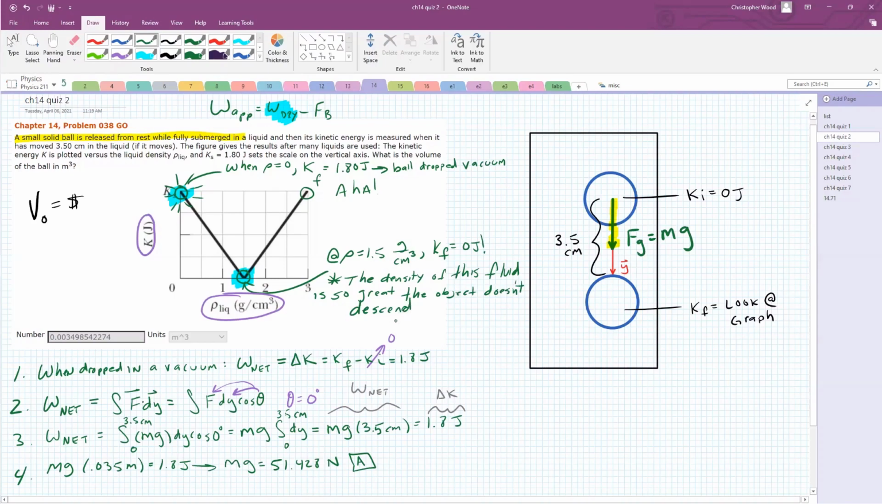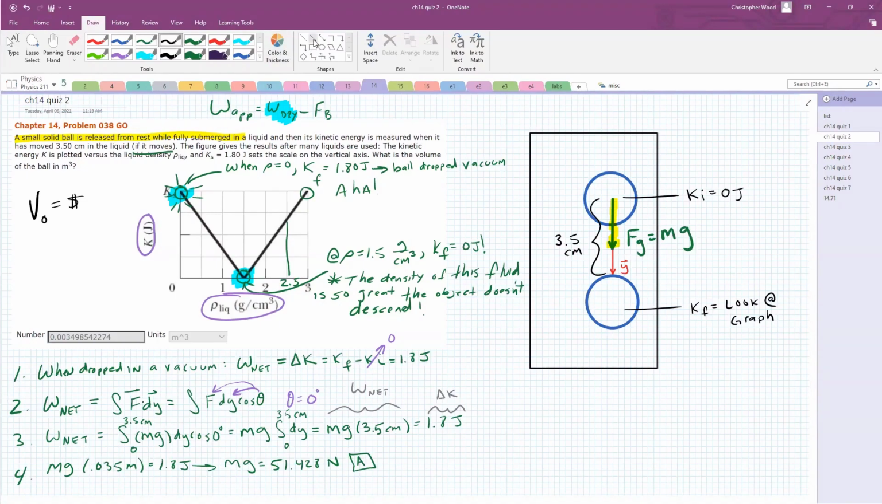And that seems weird because isn't this a graph of like kinetic energy? But they actually, I think, covered themselves. Its kinetic energy is measured when it has moved 3.5 centimeters in the liquid. And then here, in this case, it doesn't move. With this particular liquid, whatever it is, it doesn't move. If I change to a liquid that has, say, a density of 2.5 grams per cubic centimeter, then this object is going to go squirting upward, rising through this fluid. It's not going to descend. It's not going to remain motionless. It's going to rise. But at this particular point, the density of this fluid is so great, the object doesn't descend.